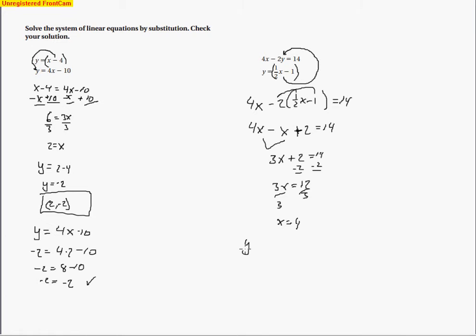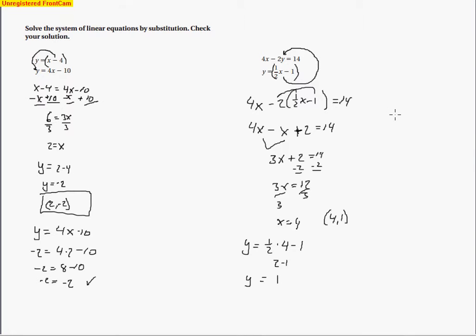Put it in that bottom equation. Y equals 1/2 of, and then 4, x in this case is 4, minus 1. So half of 4 is 2, 2 minus 1 is 1. So y should be 1. So let's check and see if (4, 1) is the correct solution by putting it back in that top equation.